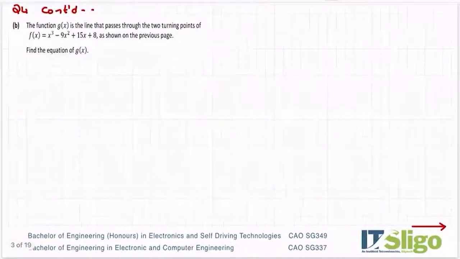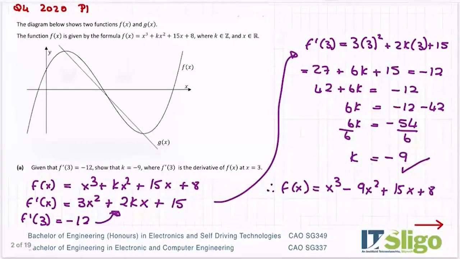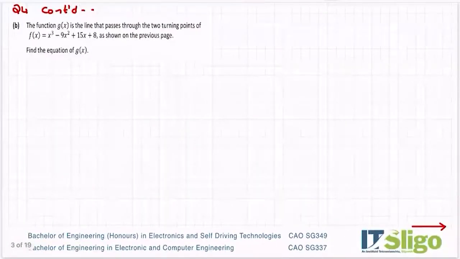That was nice. B, the function g of x is the line that passes through the two turning points of f of x equal to x cubed minus 9x squared plus 15x plus 8, as shown on the previous slide. Find the equation of g of x. Okay, turning points.